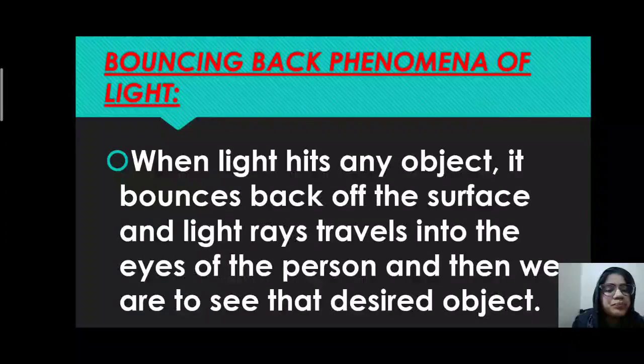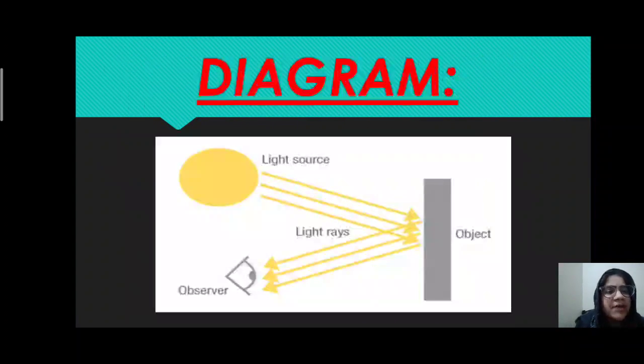Remember that. Now I am showing you the diagram of the bouncing back phenomena of light. This is the diagram. From the light source, the light rays travel towards the object, and these light rays are reflected back, bounced back to the observer's eye. The observer is the person who wants to see anything, who wants to see that object.